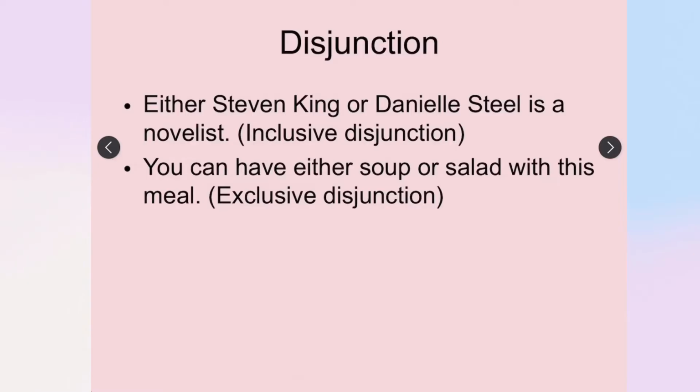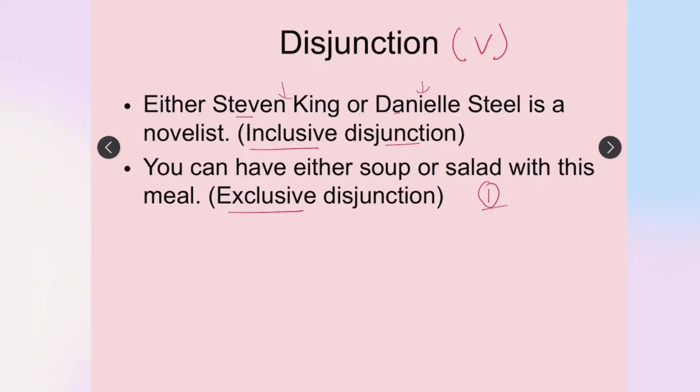Now next we have disjunction, which is represented with a wedge. Here we use the wedge sign. And in disjunction, we have inclusive and exclusive disjunction. In case of inclusive disjunction: either Stephen King or Daniel Steele is a novelist. Here one can be a novelist or both can be. It can be more than one, so therefore it is inclusive disjunction. And the next one is exclusive disjunction. In exclusive disjunction: you can have either soup or salad with this meal, meaning that you can only have one. Here in the earlier example, both are novelists, right?